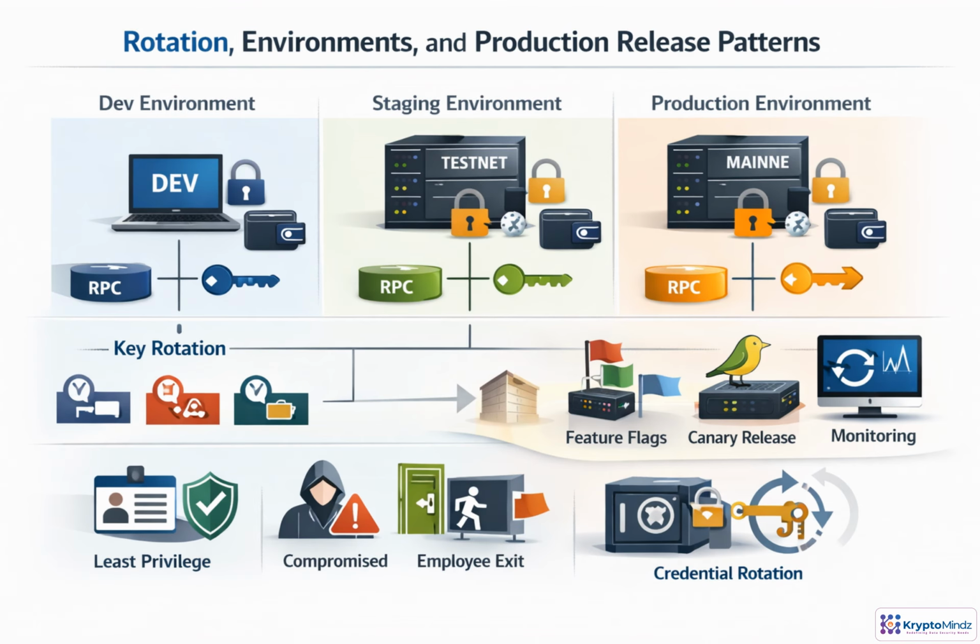Mature release pipelines treat each environment as its own security boundary. Development uses disposable secrets. Staging mirrors production on testnets. Production gets the strongest controls, monitoring, and approval gates. Rotate API keys, RPC keys, webhook secrets, and wallet credentials on a schedule, and immediately after compromise or employee exit. Combine that with least privilege, feature flags, canary releases, rollback plans, and monitoring, so releases are controlled, observable, and reversible.